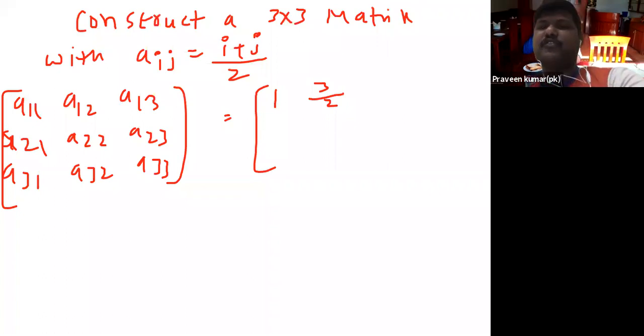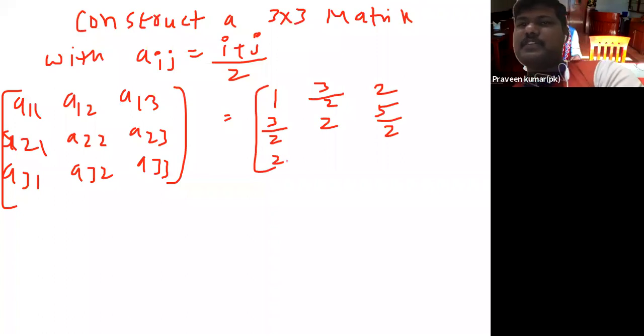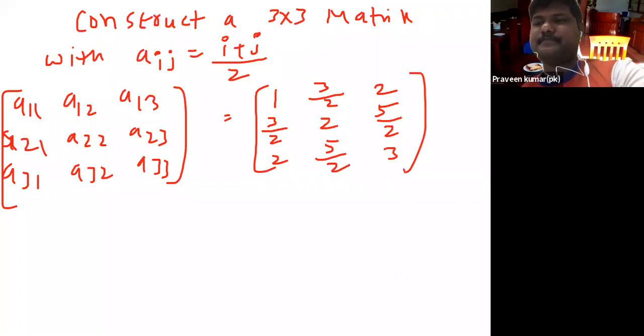A13: 1 plus 3, 4 by 2, 2. A21: 2 plus 1, 3 by 2. A22: 2 plus 2, 4 by 2, 2. A23: 2 plus 3, 5 by 2. A31: 3 plus 1, 4 by 2, 2. A32: 3 plus 2, 5 by 2. A33: 3 plus 3, 6 by 2, 3. Correct? Some of you didn't get it like this.